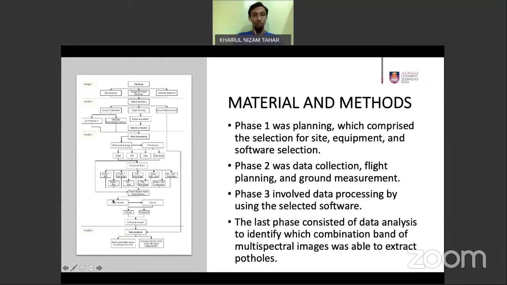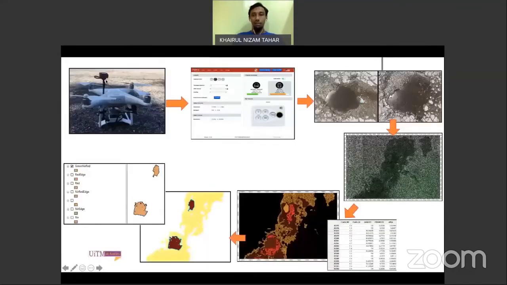We perform the classification, and then we differentiate between pothole and pavement, and then we assess the pothole. After that, we proceed with phase number four, which is data analysis: the band combinations for the pothole assessments. And this is the general framework. So this is the multispectral sensor, which we integrate with the Phantom 4.